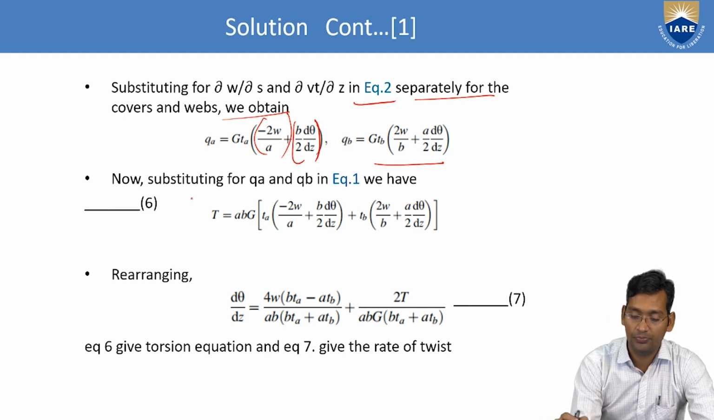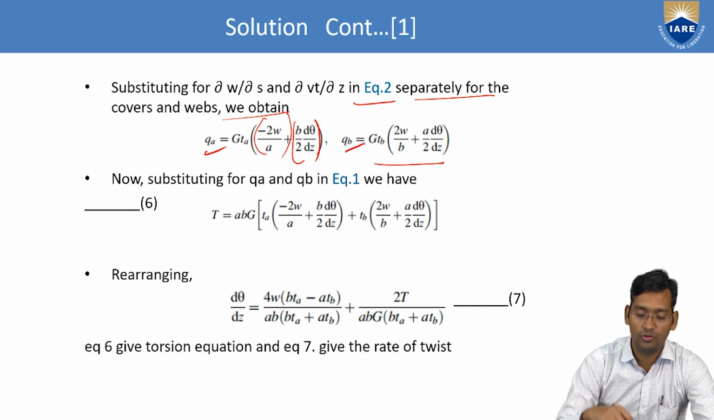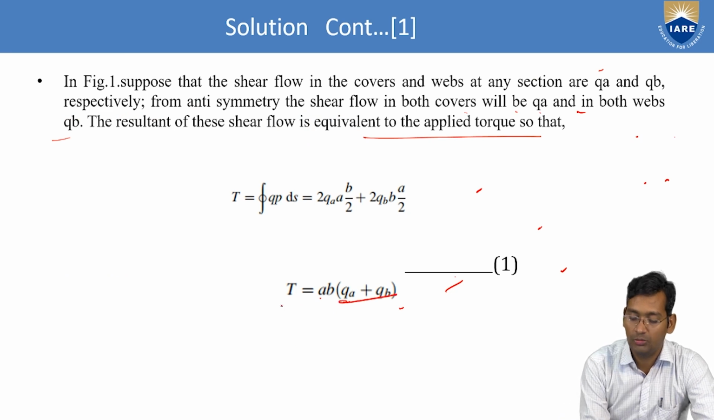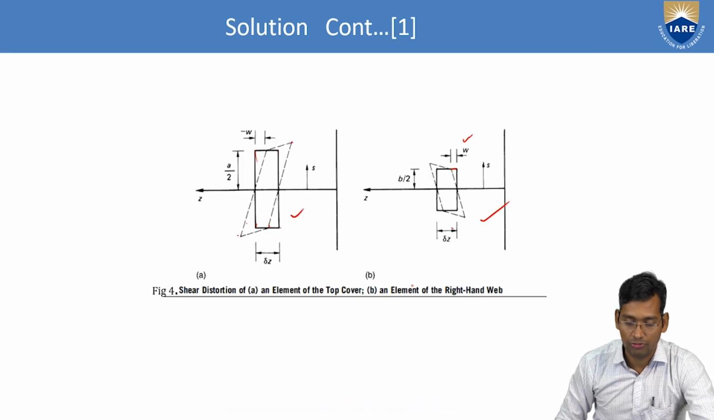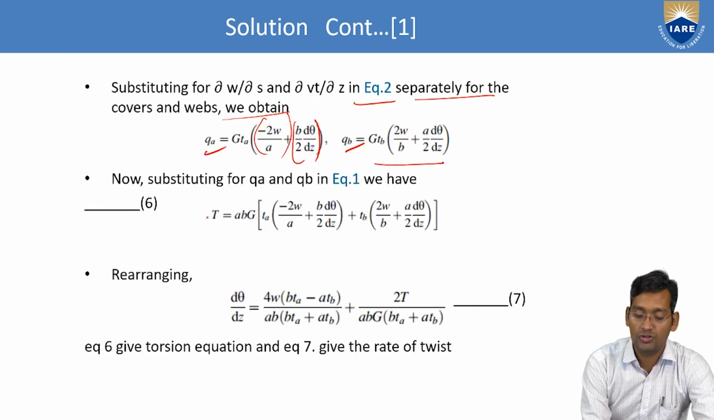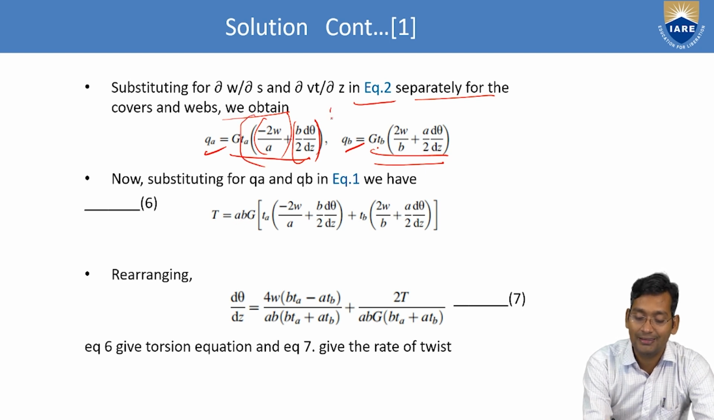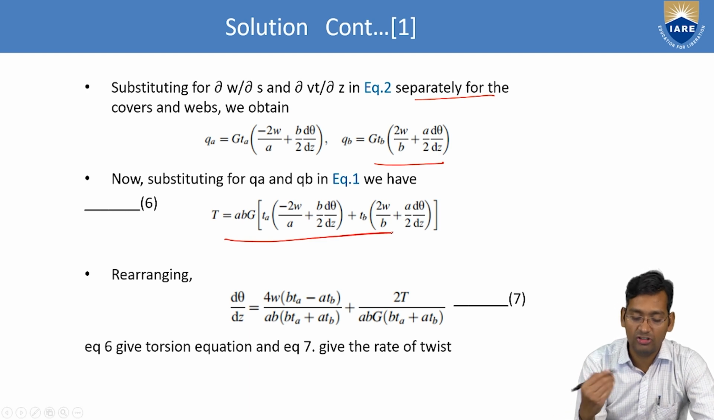Now substituting QA and QB in equation 1. We have QA and QB, so T will be equal to AB into QA and QB that we found. So T equals QAB, now G: in this case GTA is there and Q is GTB. So here G we can take common, and AB is already there. So ABG is common, TA into this term plus TB into this term. Now just rearrange that one.